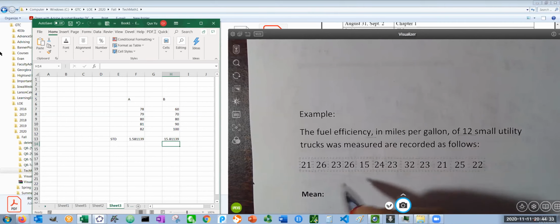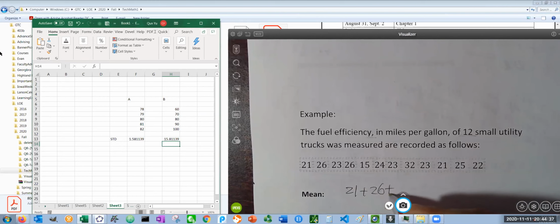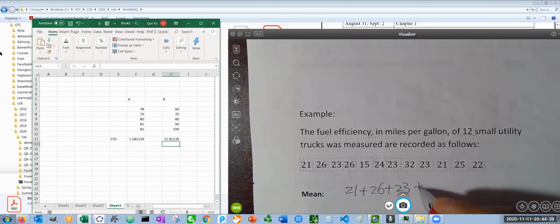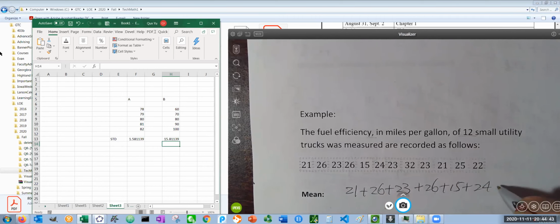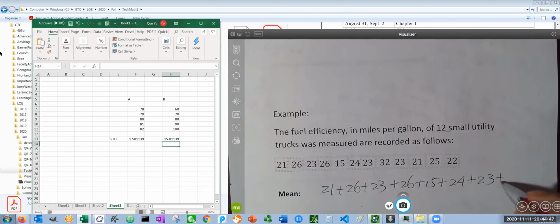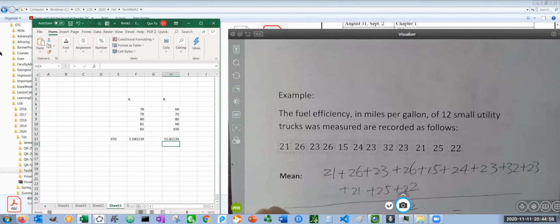Now, again, everybody knows how to do the average, right? 21 plus 26 plus 23 plus 26 plus 15 plus 24 plus 23 plus 32 plus 23 plus 21 plus 25 plus 22. I divide by 12, right? That will give us the average.